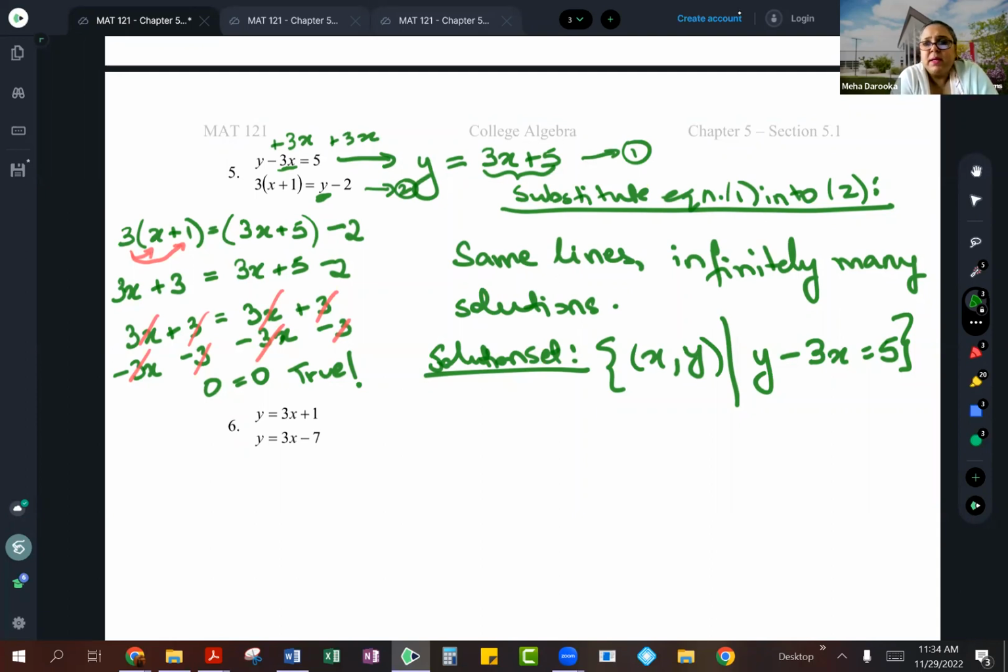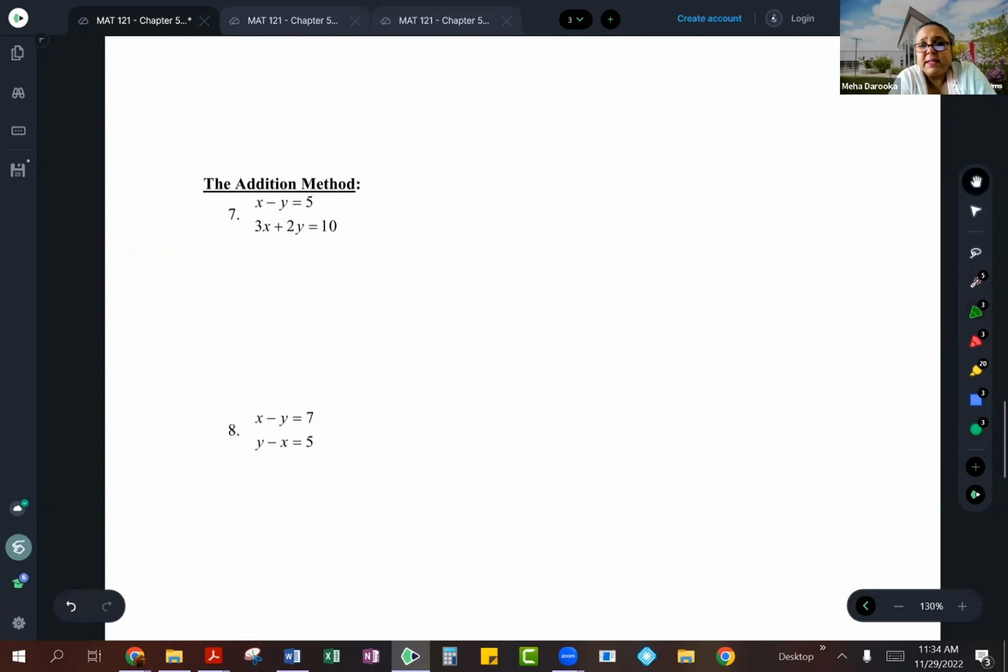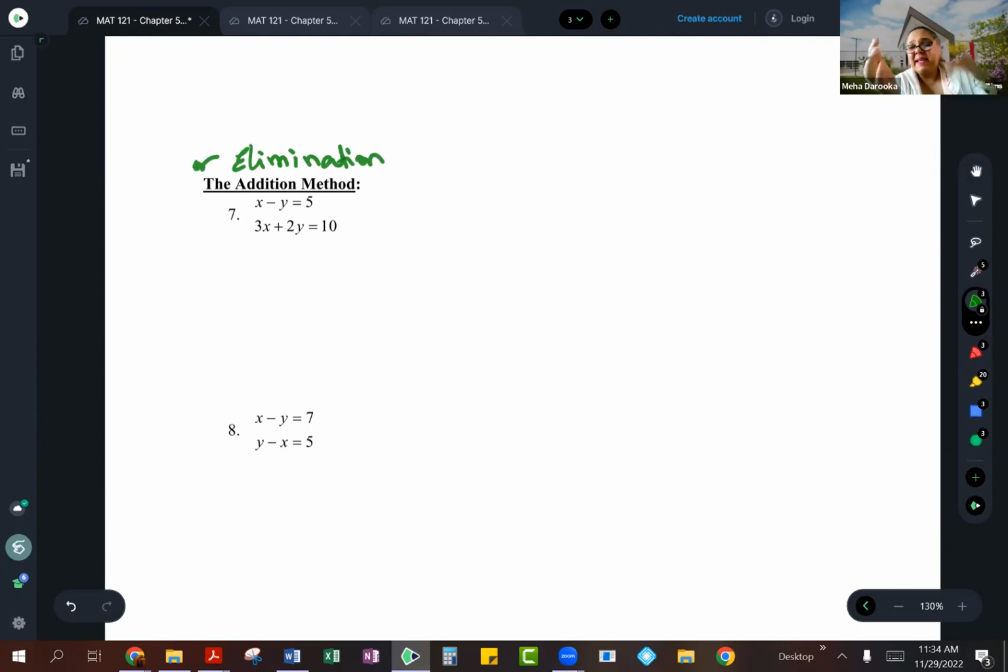Okay. Let's take a look at the addition method. And as I was telling you, some textbooks also like to call this the elimination method, because the idea here is by adding the two equations together, we are trying to get rid of or eliminate either the x or the y variable. So the idea is, how can we add the two equations together so either our x will cancel out or our y will cancel out? So that's why it's called either the elimination or the addition method.